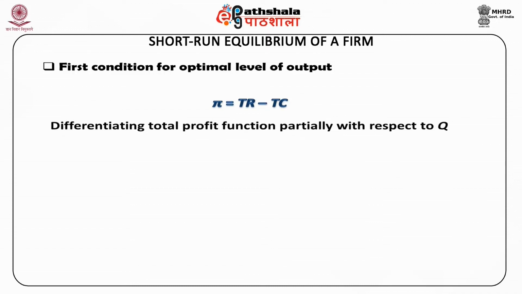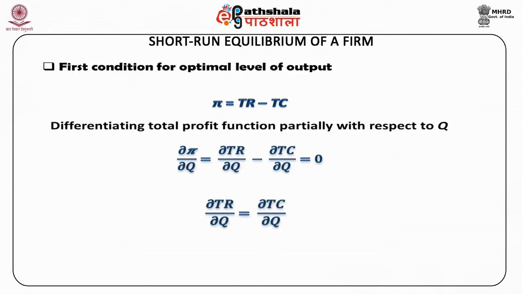Differentiating this total profit function partially with respect to Q, which is the output, and setting it equal to 0 gives delta pi divided by delta Q, which is equal to delta total revenue divided by delta Q minus delta total cost divided by delta Q. This is set equal to 0. This can also be written as delta total revenue divided by delta Q equal to delta total cost divided by delta Q.